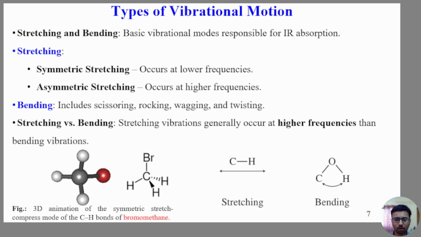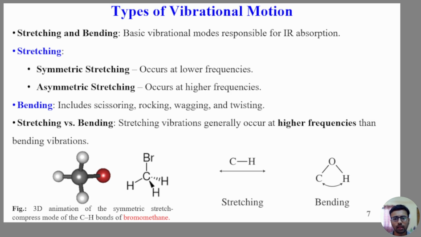Imagine a chemical bond as a spring connecting two masses. When the bond vibrates, the atoms move closer together and farther apart. This means the interatomic distance changes along the axis of the bond. That motion is called stretching vibration. Stretching vibrations can occur in two different ways. The first is symmetric stretching.